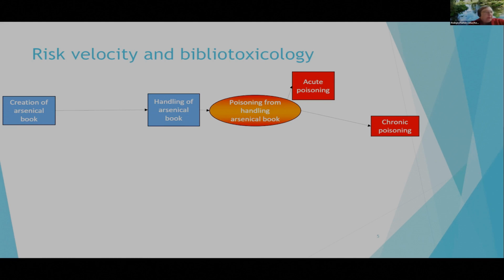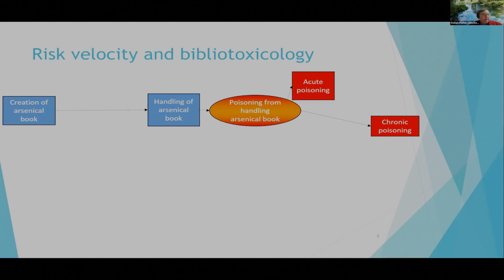So at the top here is a very simplified bow tie for your poison book project. So you've got your creation of an arsenical book, the handling of it, the possible poisoning, which can be acute or chronic. And there's a very significant literature on arsenicosis due to both the very lengthy history of this poison and the effects of drinking groundwater contaminated with heavy metals and arsenic, particularly in Bangladesh and India.